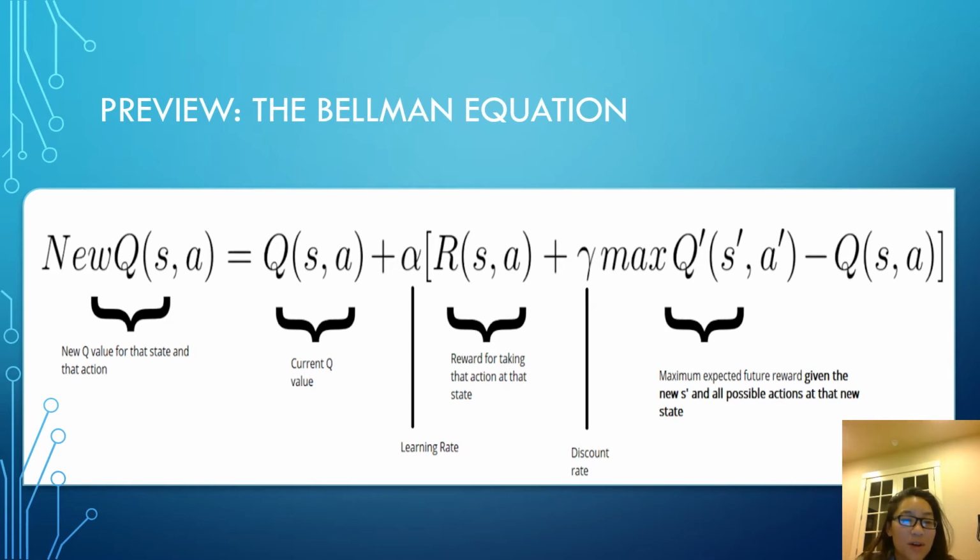The new action value function for that state and that action is equal to the current action value function plus the learning rate multiplied by the reward for taking that action at that state, plus the discount rate multiplied by the maximum expected future reward given that new state and all possible actions at that state, minus the current action value function. It's pretty hefty, and I'll try my best.